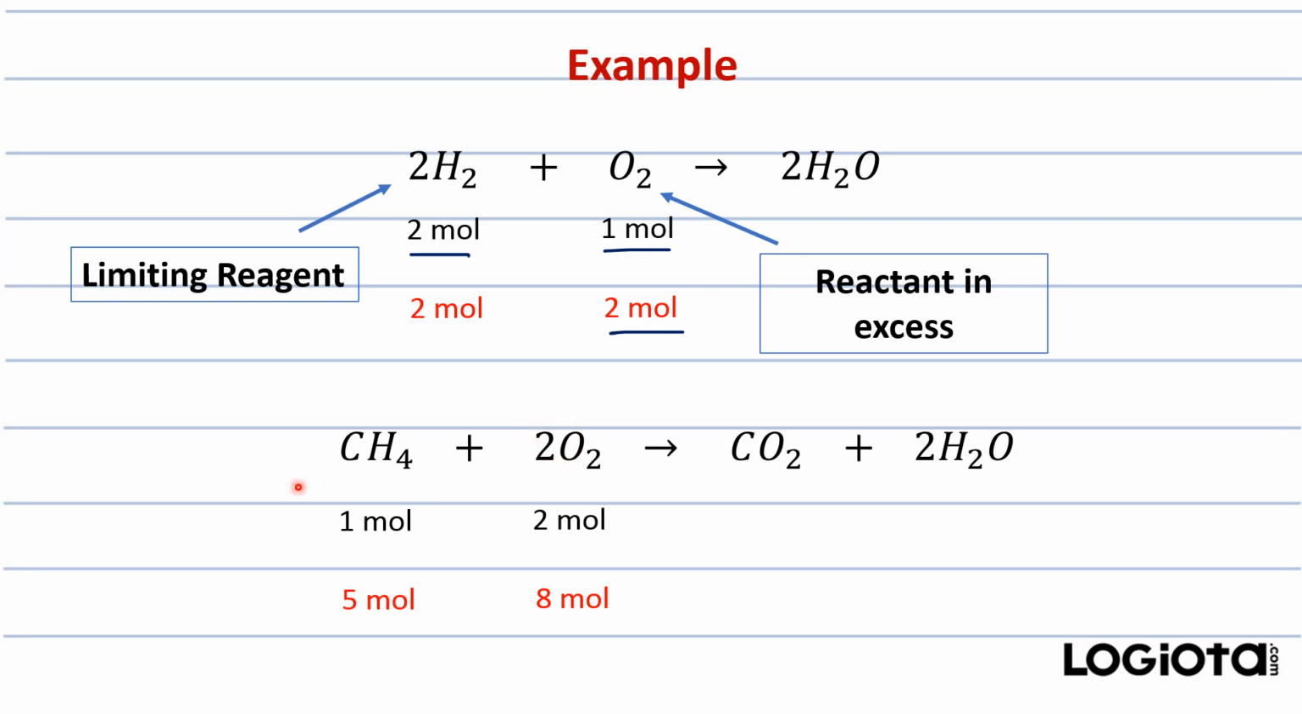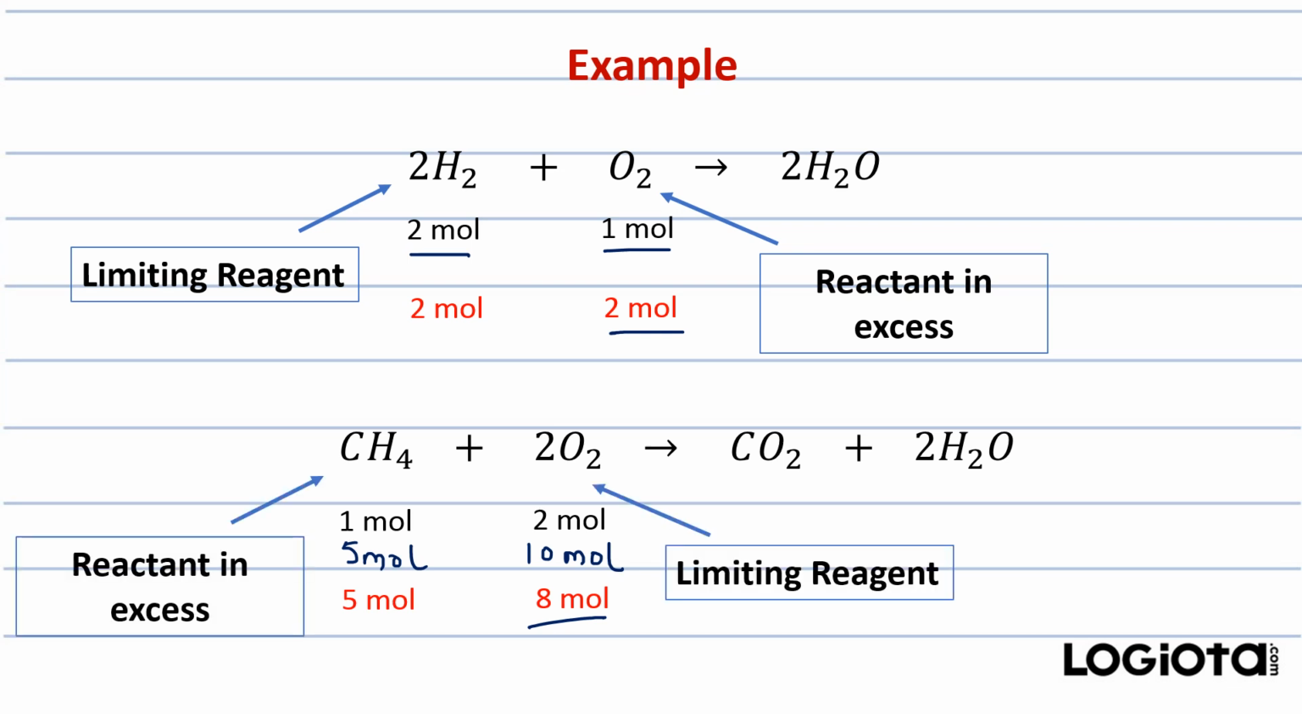Like here you can see that 1 mole of methane is reacting with 2 moles of oxygen, but in the question you are given that you have 5 moles of methane and you have 8 moles of oxygen, and you need to find that which is limiting and which is reagent in excess. Okay, now let's see here. For 1 mole of methane, you need 2 moles of oxygen. So if you have 5 moles of methane, then you need double of that. So it means that you need 10 moles of oxygen. But in the question, you are given 8 moles of oxygen. So it means that the oxygen is the limiting reagent and the methane is the reactant in excess.